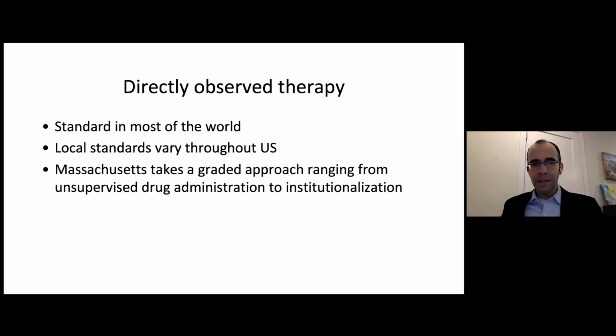Directly observed therapy is a standard in most of the world, and the standards do vary within the US, so there's no clear guidance I could give you about that. It does vary by state. I can mention that in Massachusetts, people will either be receiving drugs unsupervised at home, all the way up to being institutionalized, even potentially against their will, for receiving TB therapy. It really does vary.